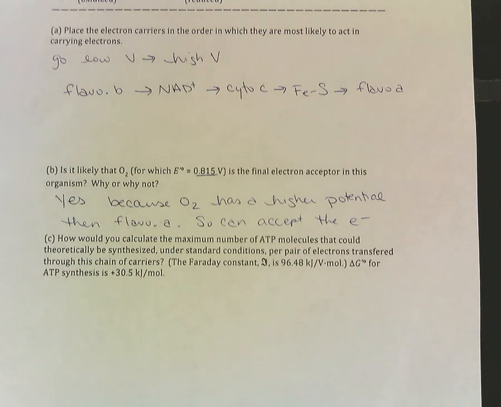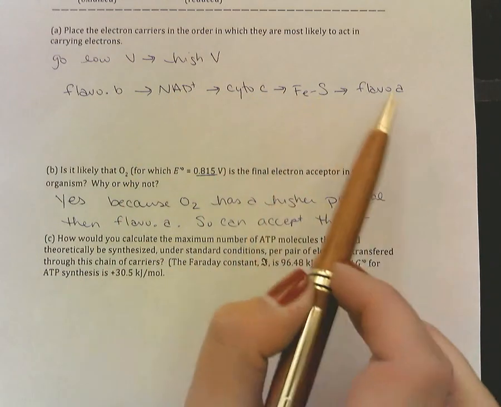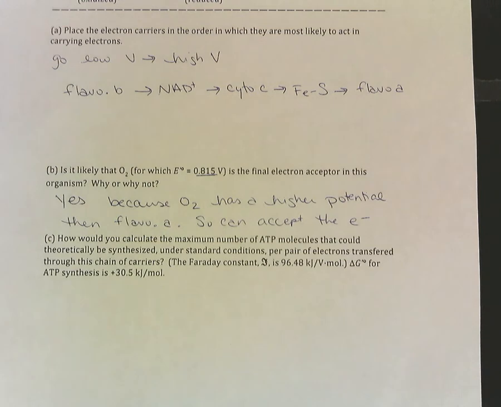So really that would be the 6th component of this chain. That would go B, NAD+, cytochrome C, Fe, iron, sulfur cluster A, and then oxygen. So now you'll need a calculator. If you don't have one out, you'll need to fish one out because we're going to do some math.